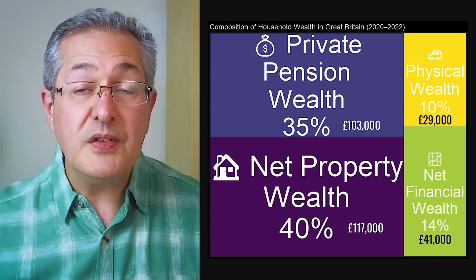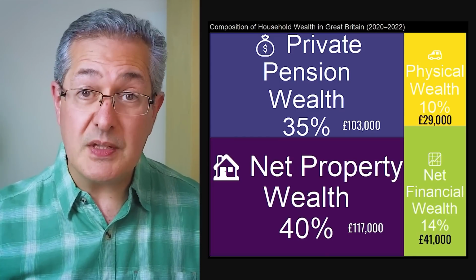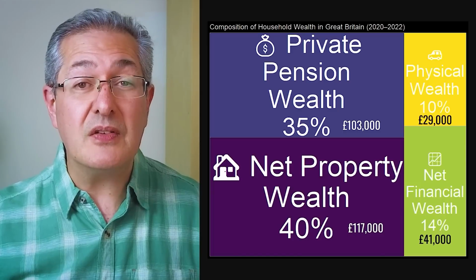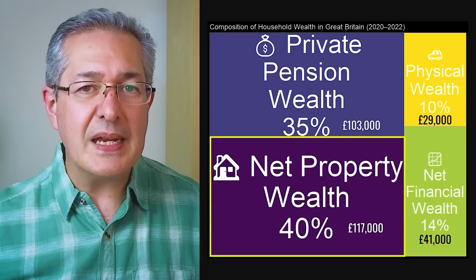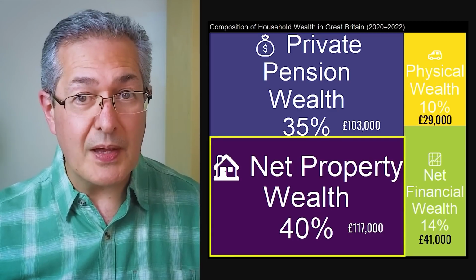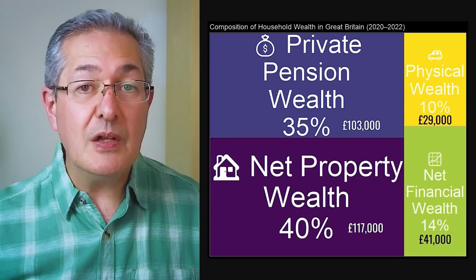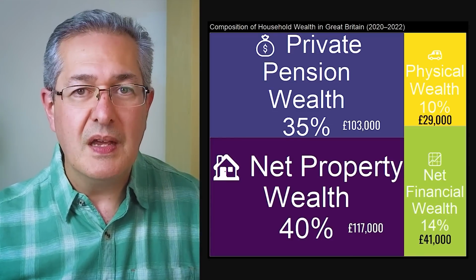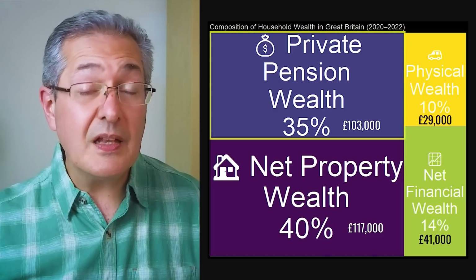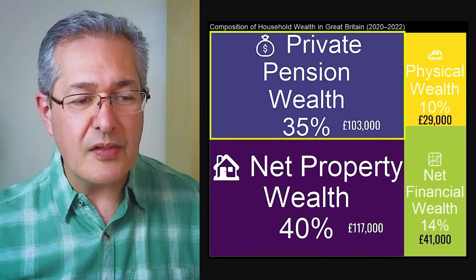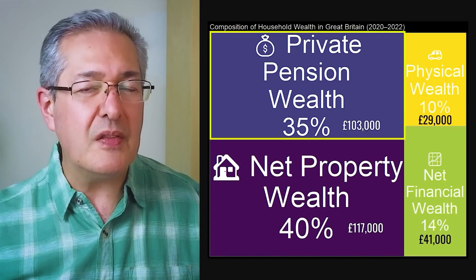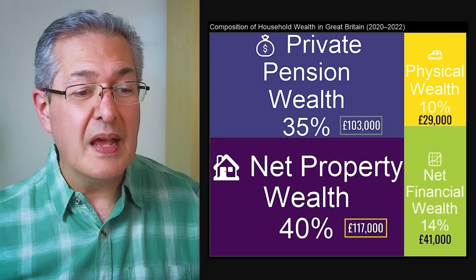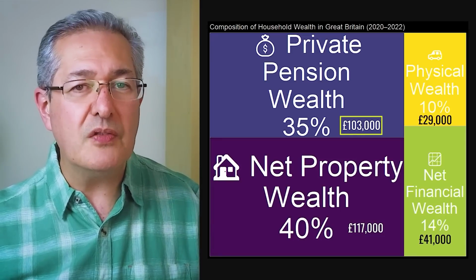What we can also do is to decompose that wealth into its components. The Office for National Statistics uses 4 categories. You can see that the largest category is net property wealth. The word net simply means that you look at the value of the house and subtract the value of any loans or mortgages used to pay for the house. The second largest category is pension wealth, and that makes up a little bit less than the property wealth. So property is 117,000 and private pension wealth is 103.